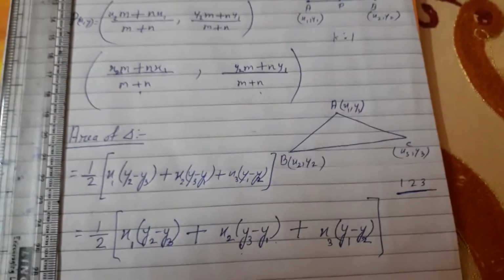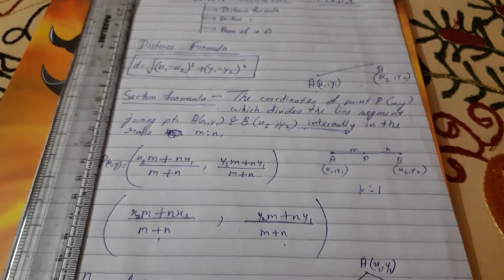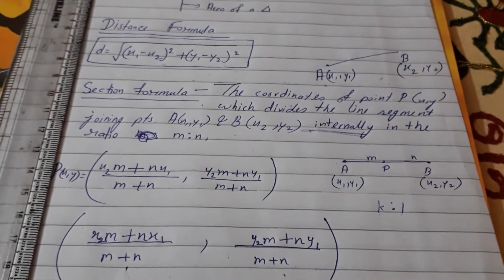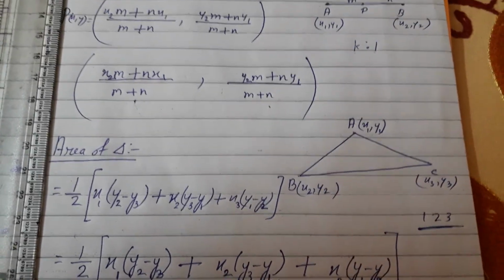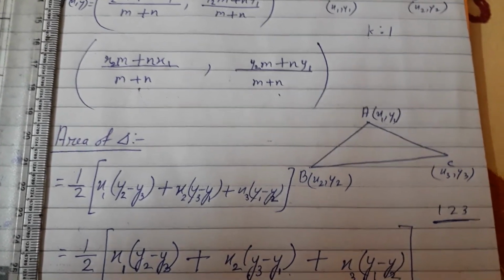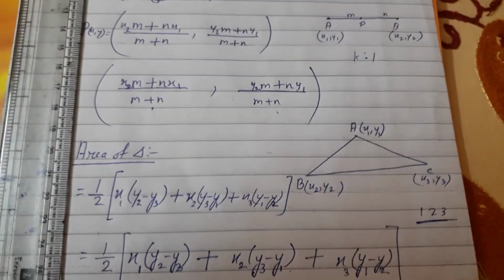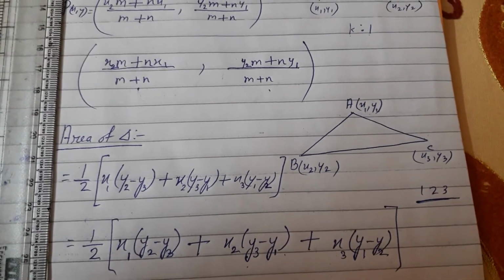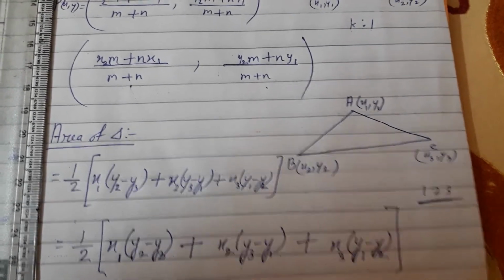Okay, so do not learn these two formulas thoroughly. The first formula, the distance formula, is very easy. Okay, and the section formula and the area of triangle are confusing. These two formulas are so confusing. So please do not learn these two formulas thoroughly. Do not get confused, and please learn these two formulas the way that I have shown to you. Then it will be very clear to you.